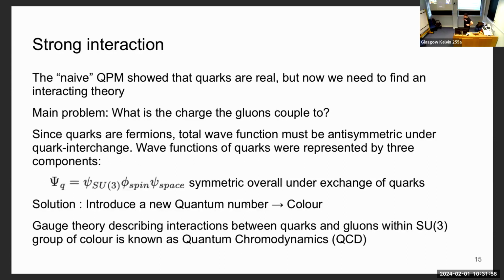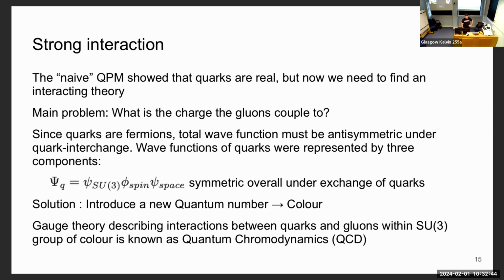About the strong interaction, the quark-parton model shows that quarks are real, but now we need to find a proper theory. Main problem, gluons. Are they like photons? So we're saying that they don't carry the electric charge, but can mediate interaction between quarks. We know for sure that quarks are fermions with spin half. So the total wave function must be antisymmetric under the quark interchange.